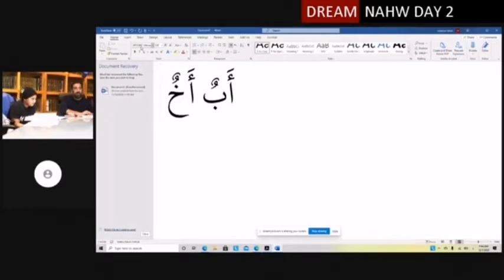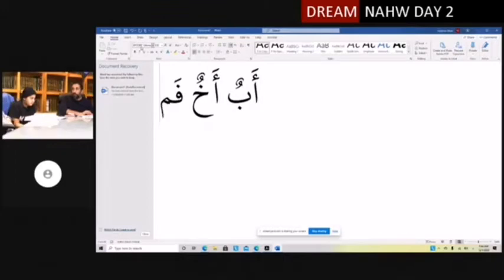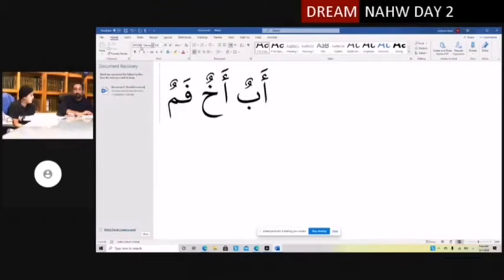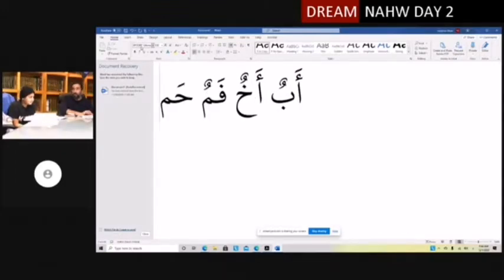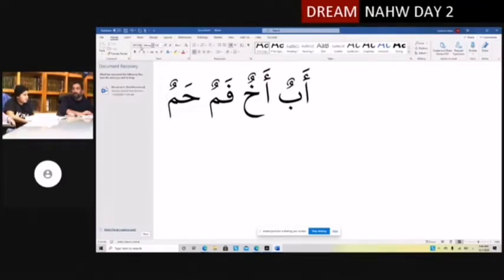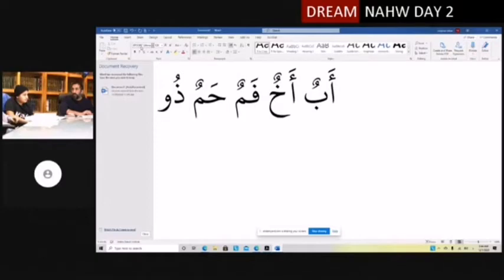Then we'll do famun, which means mouth. And hamun means brother-in-law. It's also called hamun. And then dhu means possessor of. We'll do dhu last. Now, these are five weird words. And I noticed I didn't make the last one with a tanween because it doesn't occur without it.